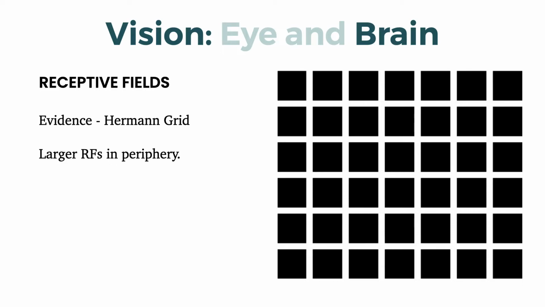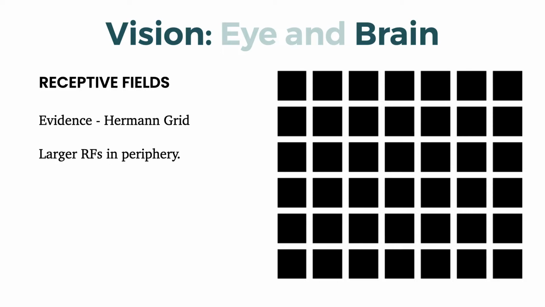Okay, so ganglion cells that take in information from photoreceptors closer to the fovea of the retina, they're taking in information from a lot fewer photoreceptors. Okay, the further out you get, the more photoreceptors are feeding in information to one particular ganglion cell. Okay, so you have larger receptive fields in the periphery.